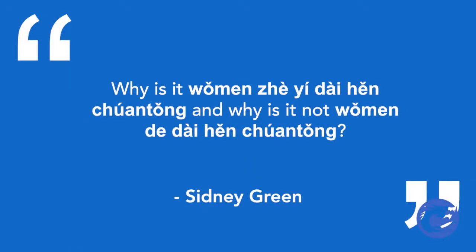Okay, now the next question comes from Sydney Green, and this is a great question, and it's great for 2 reasons. So I'm going to address the question directly. Then I'm going to talk about why I knew the answer to the question and why, therefore, these are not actually the type of questions that you need to worry about too much. But here's the question. Why is it 我们这一代很传统 and not 我们的代很传统? So this comes from character number 90, which is a character dai, which means generation.